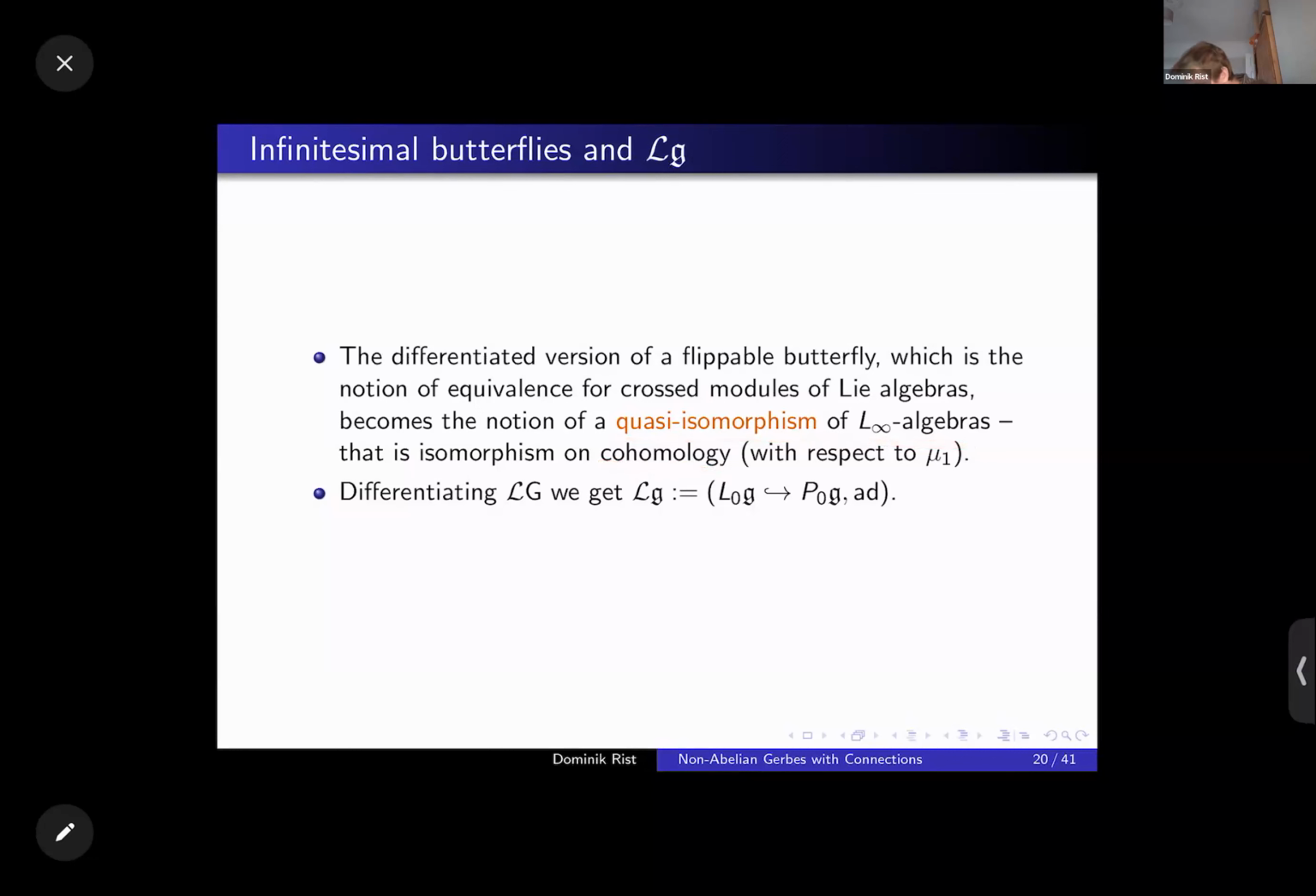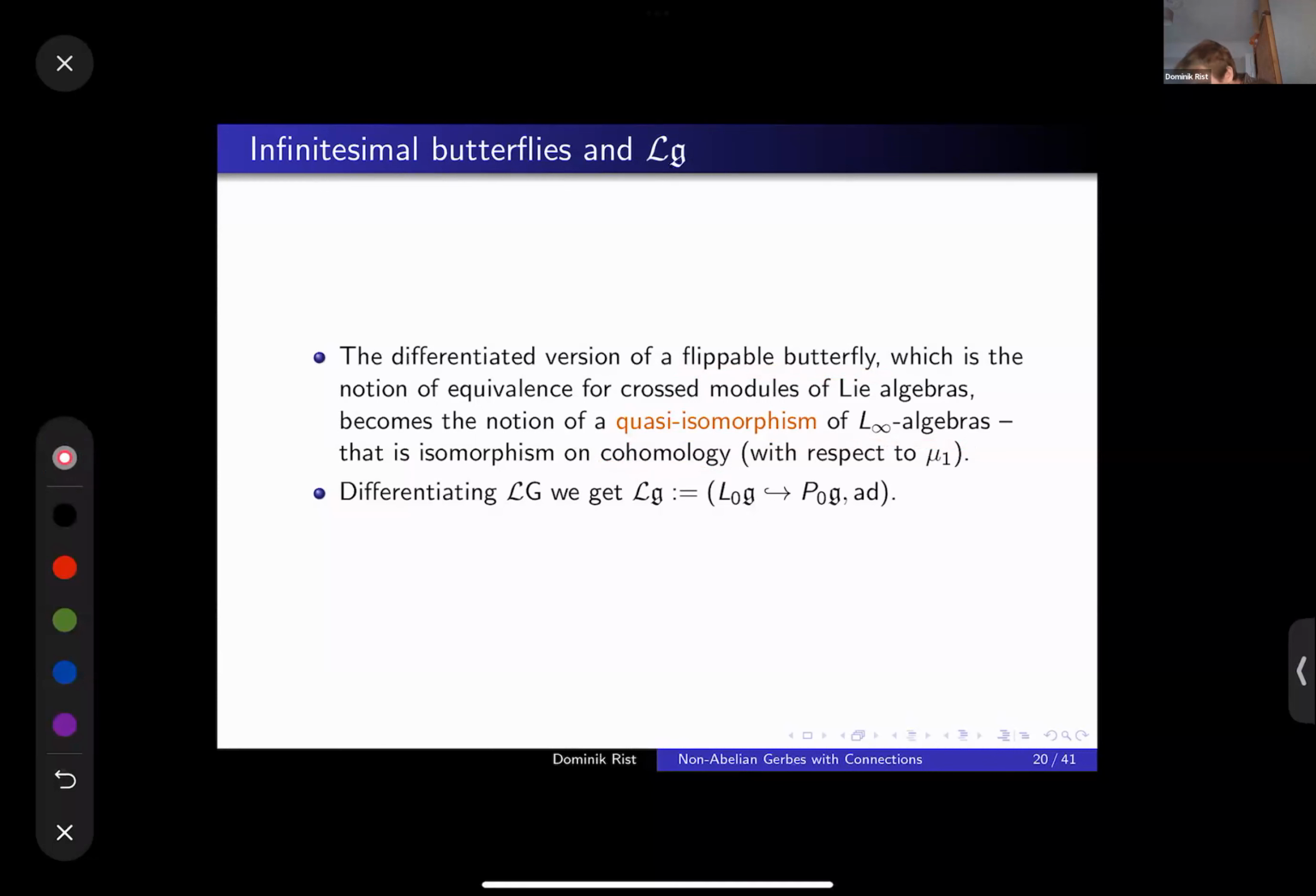To picture this, you can imagine precisely in the strict two-term case, you can just imagine these flippable butterflies. When you linearize, when you differentiate that diagram, you obtain the same diagram, just with Lie algebras, and that's what is meant in this particular case by a quasi-isomorphism. Yeah, so equivalences of L-infinity algebras.